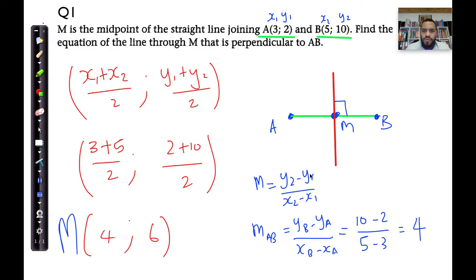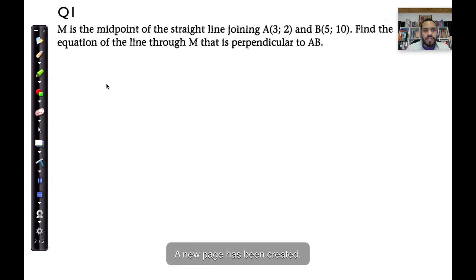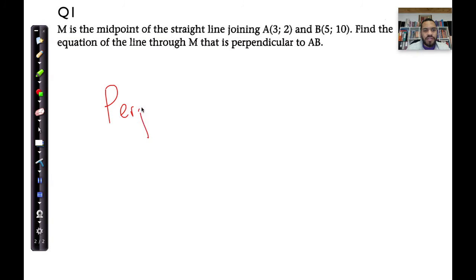Okay, so with the next part over here, I know the gradient of this line. The gradient of this line is 4. There's a property that relates to perpendicular gradients. And so I'm just going to start up a new sheet and tell you about perpendicular gradients. And you might as well take a note. Perpendicular gradients, right?